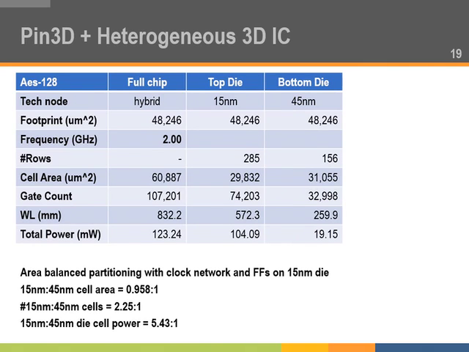The following table shows the output of heterogeneous Pin3D optimization and its impact. The partitioning is done to achieve area balance, as we show here. The ratio of the area split is 0.958:1, so it's pretty well balanced in terms of area. And because of the area balance, we need to have a lot more cells in the top die compared to the bottom die, because the 15 nanometer cells are much smaller. So the cell split is 2.25:1, but the total power split is 5.43:1, because the 15 nanometer cells have high power consumption. And what's the use of this high power consumption? These cells run much faster.